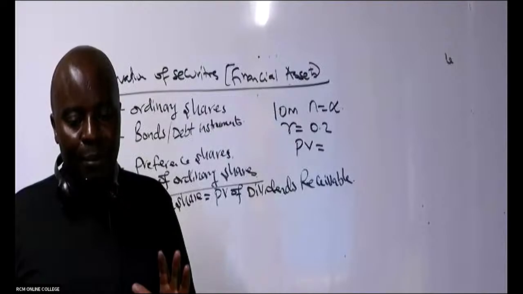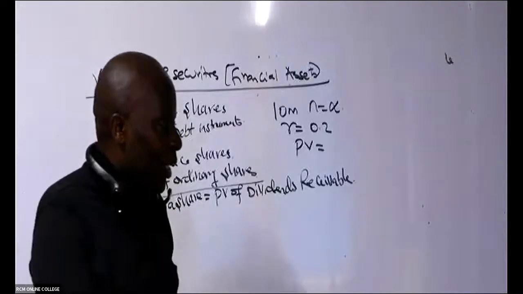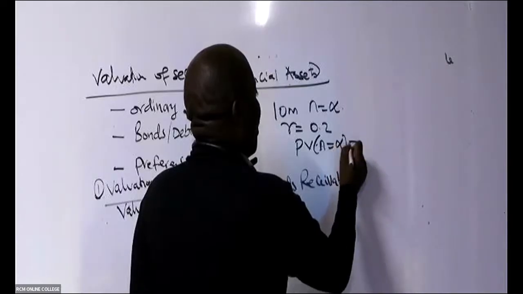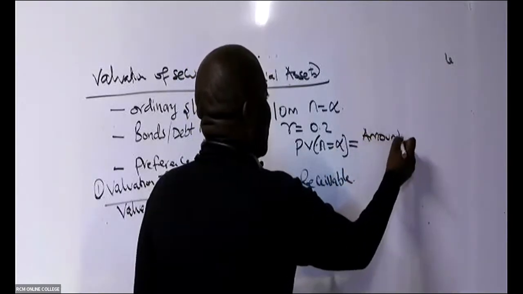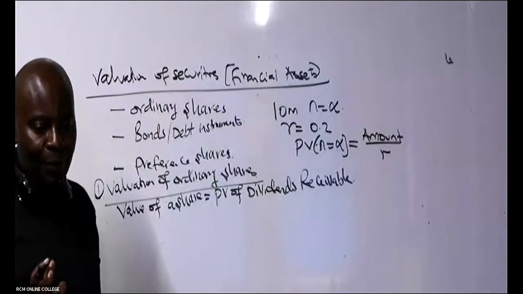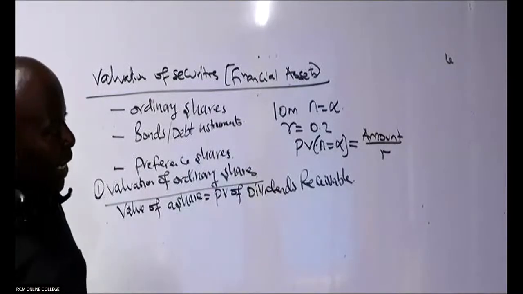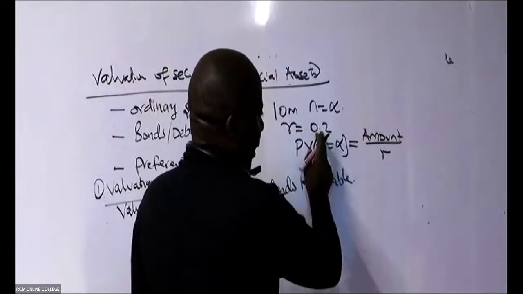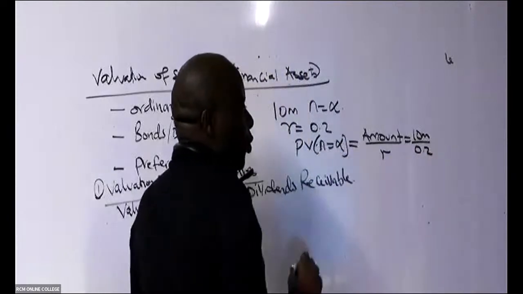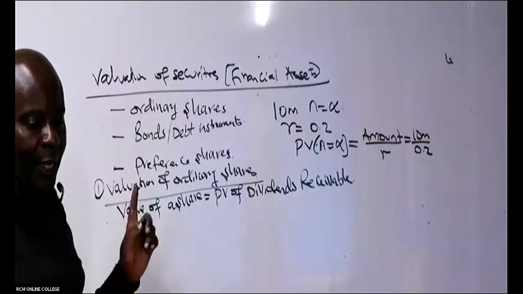Ladies and gentlemen, please remember very well that whenever you want to get present value, when n is infinity, you will always take the amount and divide by r. So this will be 10 million divided by r, which is 0.2. So 10 divided by 0.2 will end up giving me 50 million.